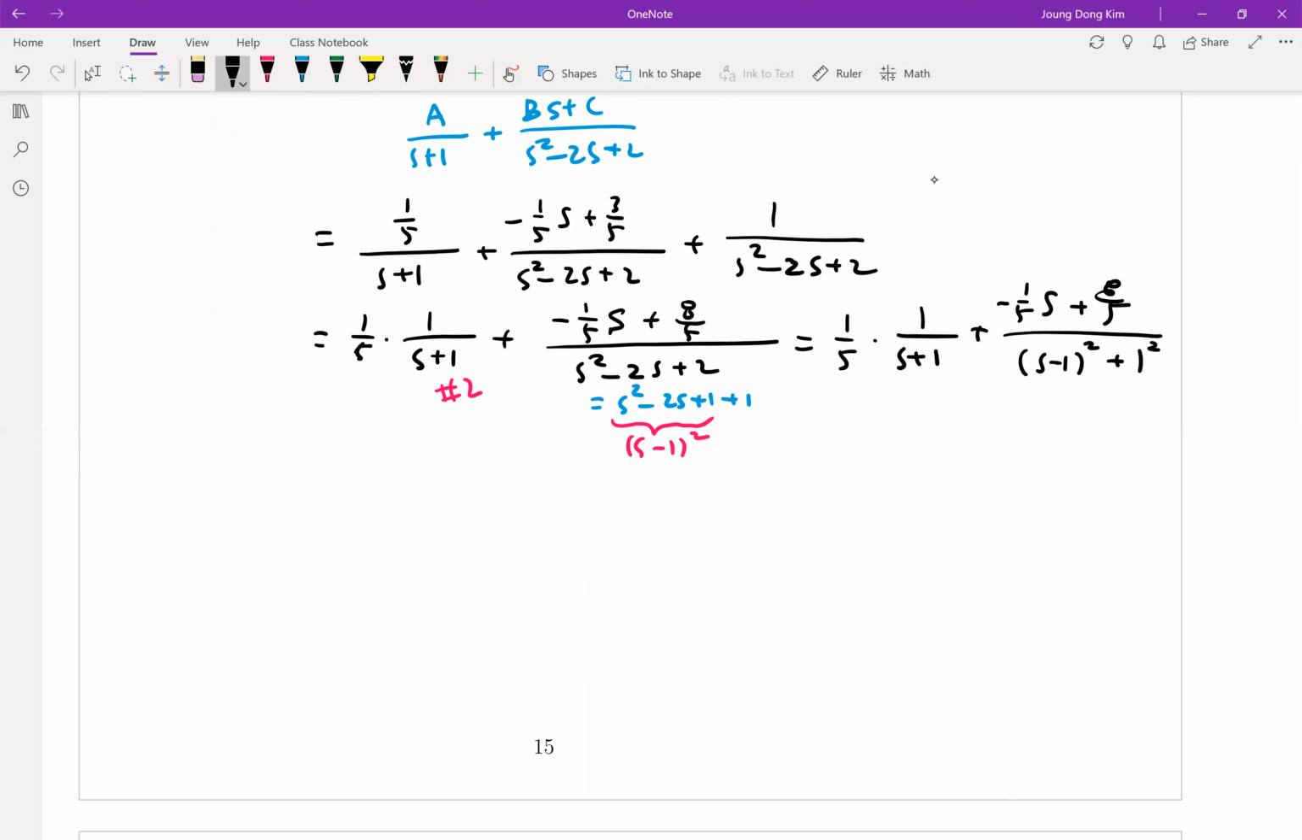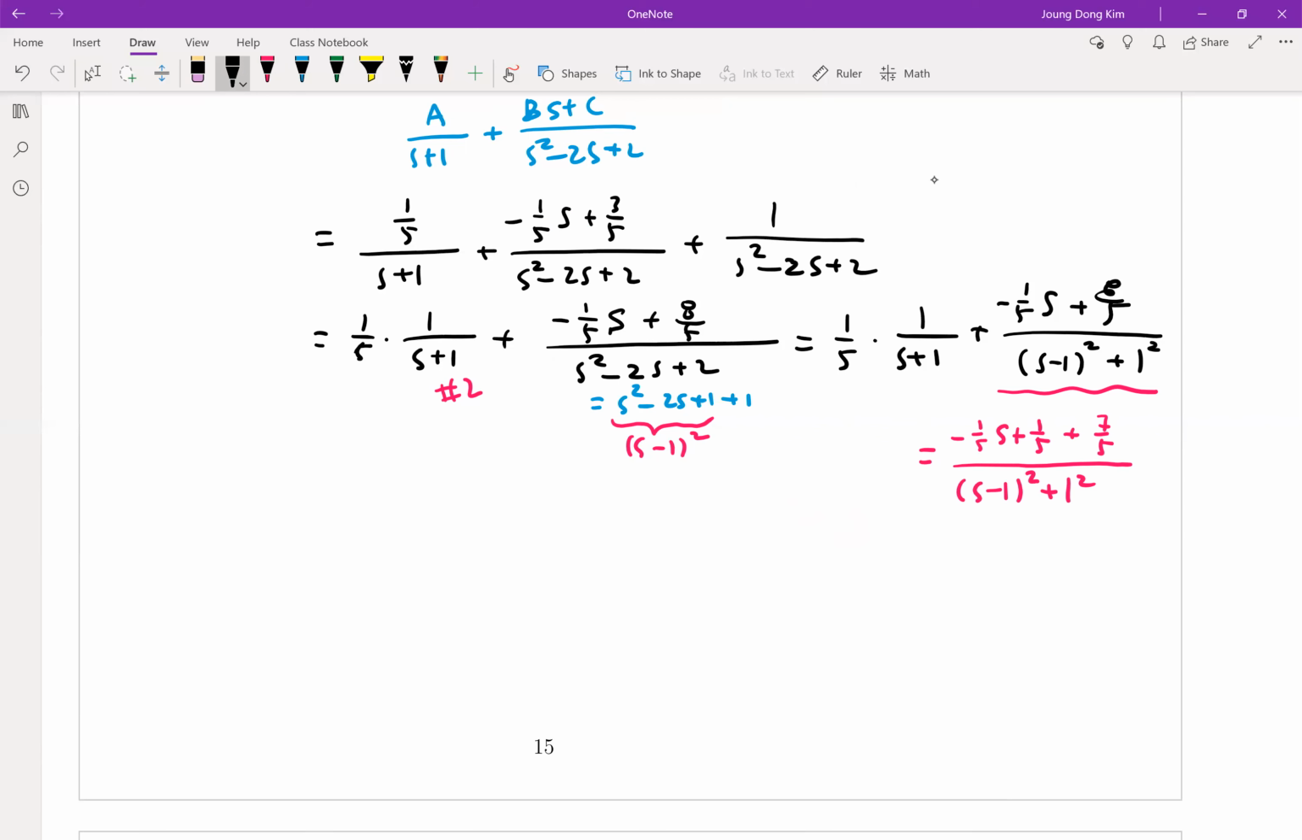Okay, here we go. This part can be written this way. Your denominator is the same, but you must have s minus 1 on top, which means you need negative 1/5 times s minus 1 over 5, then since we took 1/5 from 8 over 5, we need 7 over 5 more. Does it make sense? Okay, now I'm happy with that.